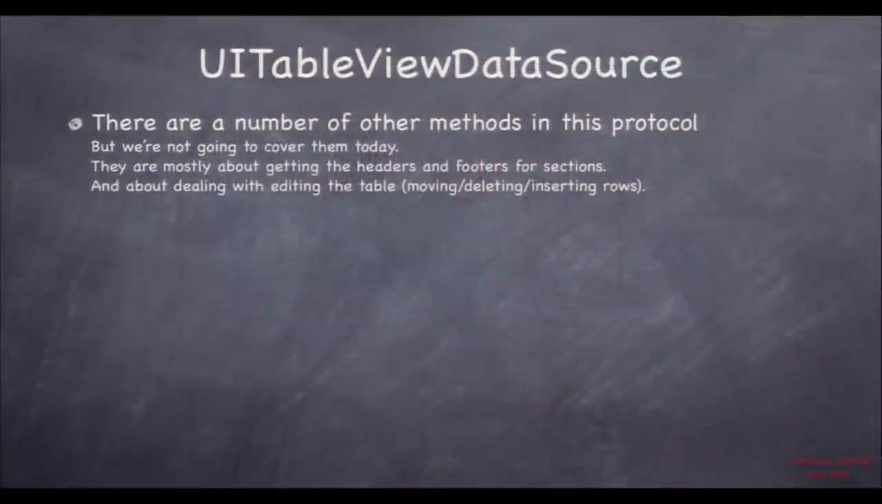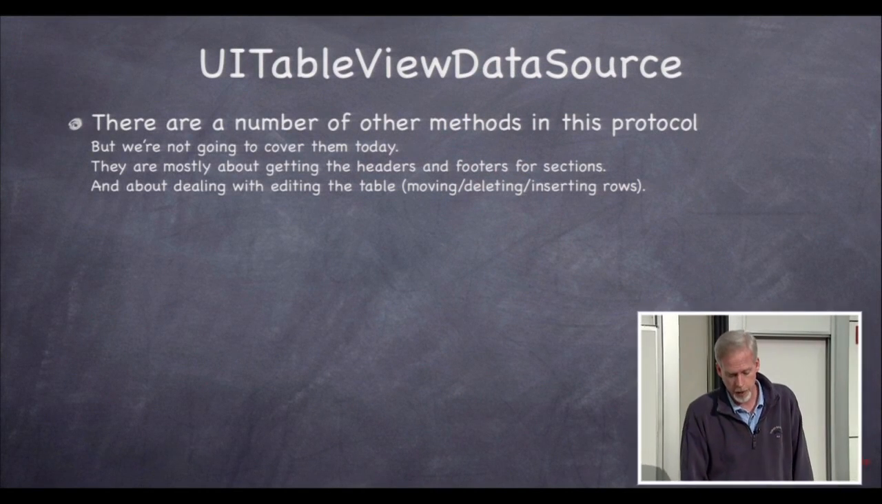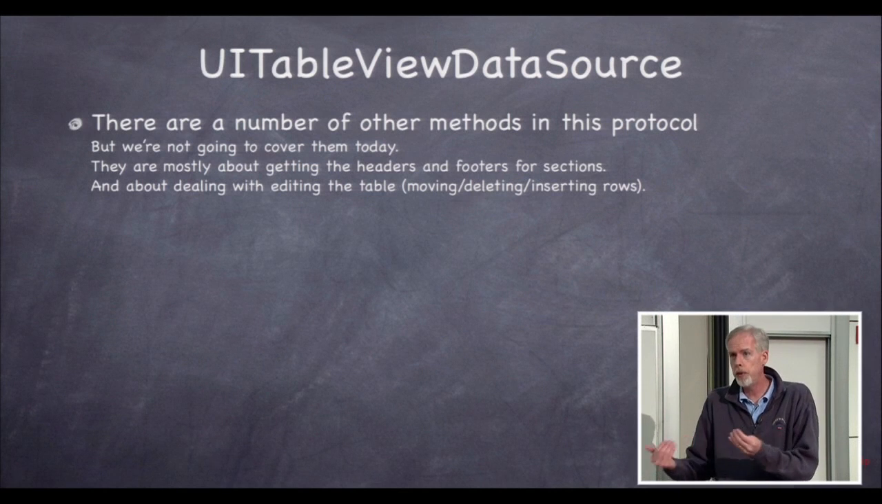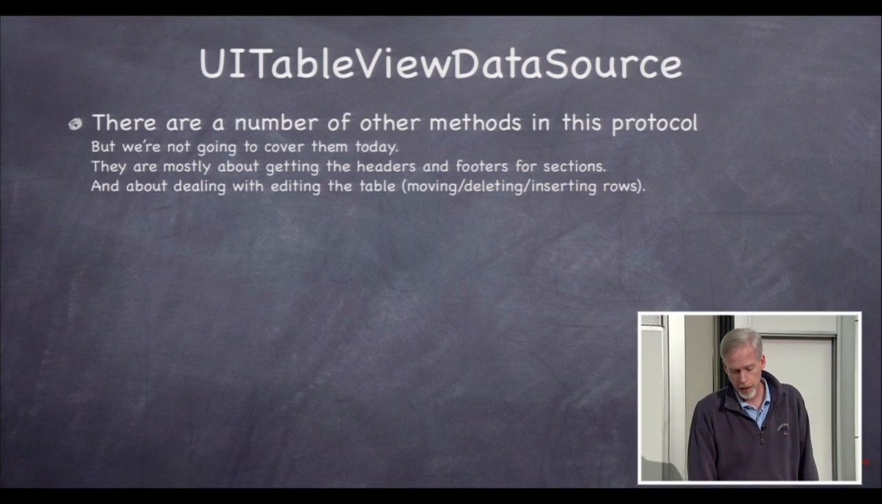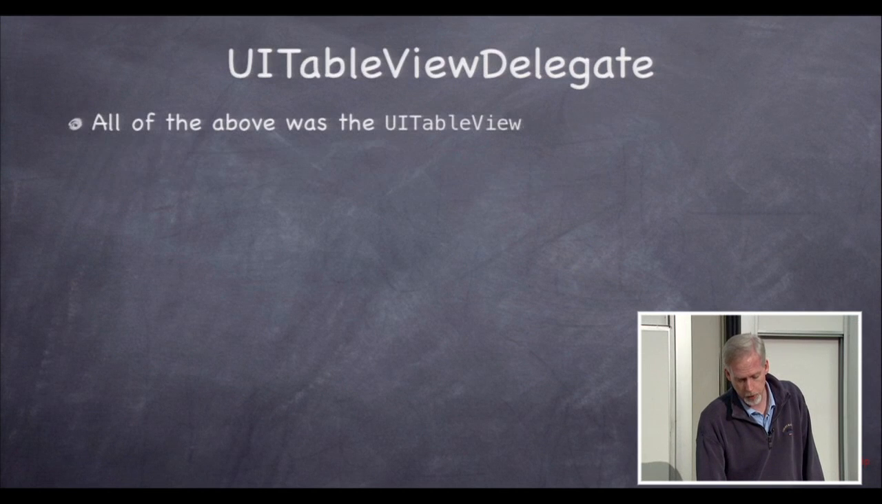What else is in the UI table view data source protocol? We're not going to cover them all today. I'm already running late, I can see. But it's things about setting the headers and footers of sections and editing the table if you want to move the rows. That's all doable, but the data source obviously has to be involved if you're moving the data or deleting data in the table. So that's the data source.